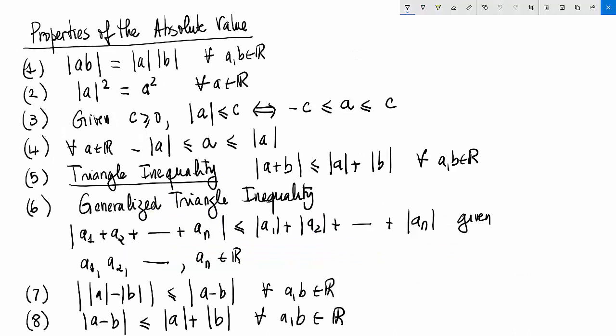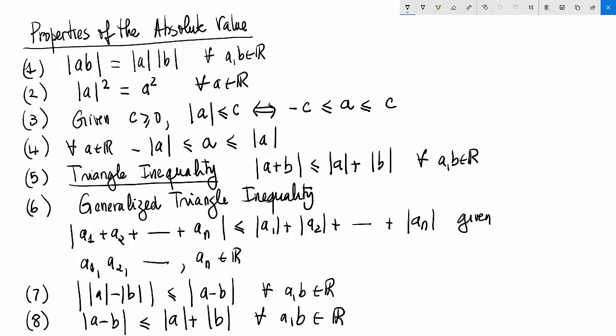Okay, so there are 8 main important properties regarding the absolute value. The first property tells us that the absolute value of a product is the product of the absolute values. Secondly, the square of the absolute value of a is equal to a squared. Thirdly, the absolute value of a is less or equal to c if and only if negative c is less or equal to a, which is less or equal to c. Fourthly, the opposite of the absolute value of a is less than or equal to a, which is less than or equal to the absolute value of a.